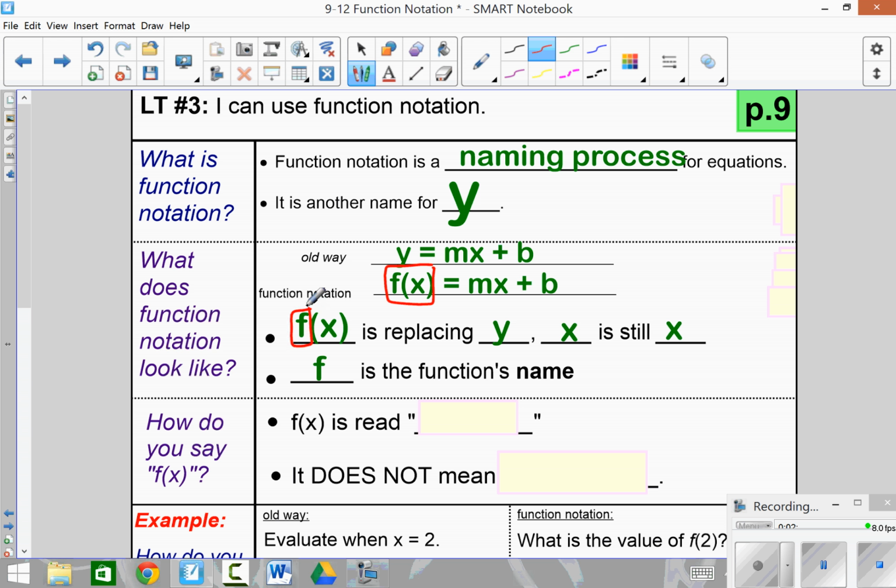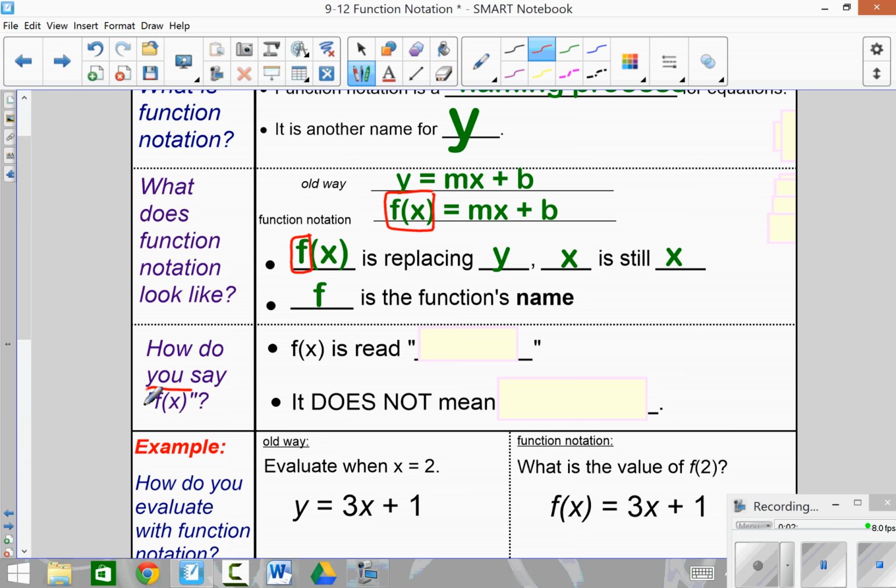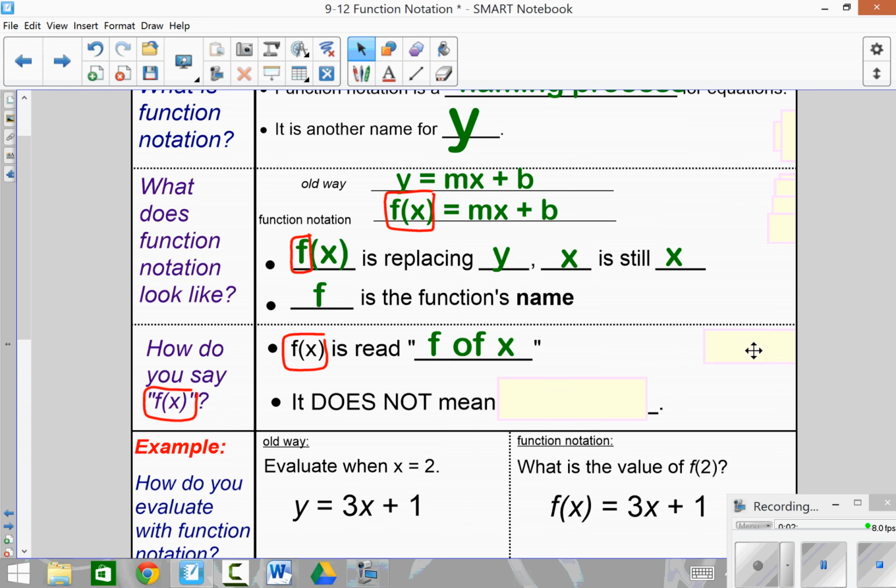F is the most common name you're going to see in function notation. You're going to often see g, h, k, but it could be any letter in the alphabet. You can name any function whatever letter you want. So how do you say this funky notation, this function notation? When you see this symbol, I'm always going to say f of x, the function of x, or the function f of x.